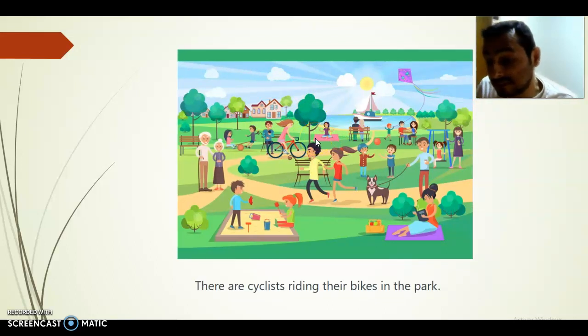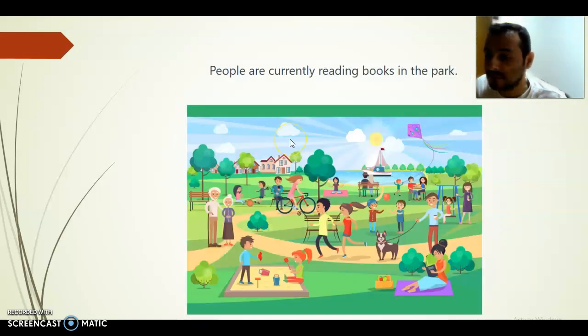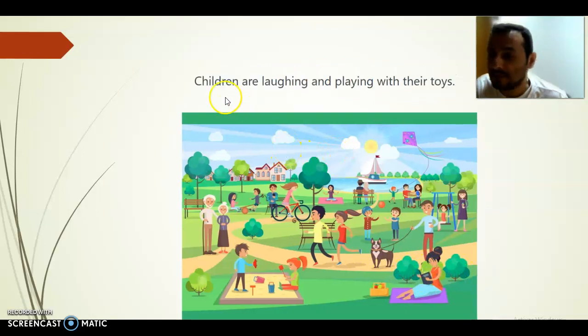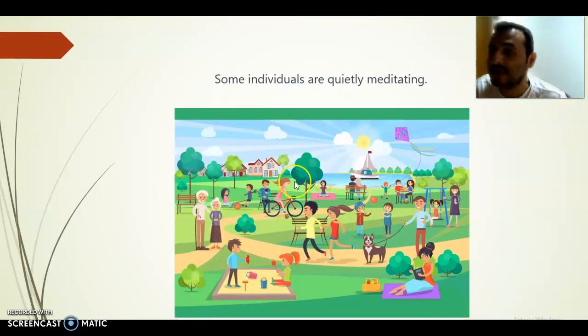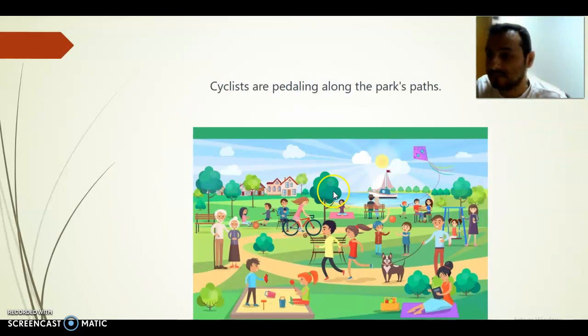There are cyclists riding bikes in the park. And here people are reading books in the park. Children are playing with their toys. And here people are walking lazily in the park. And here some individuals are meditating. Cyclists are pedaling along the park's paths.